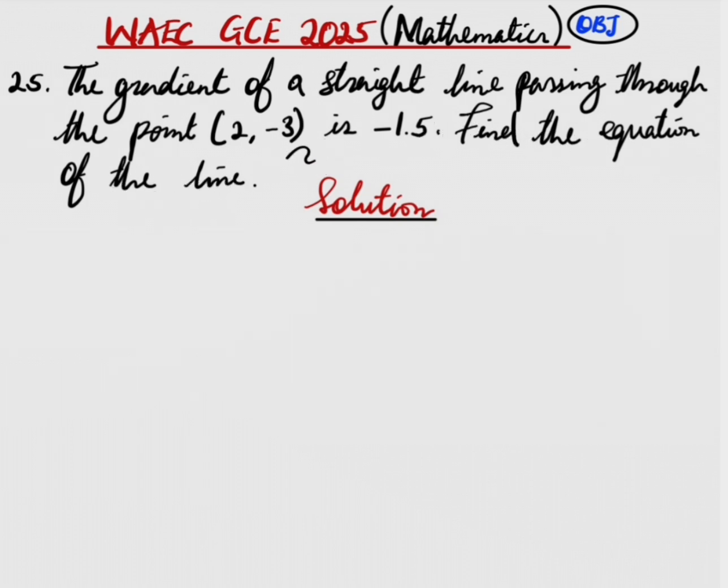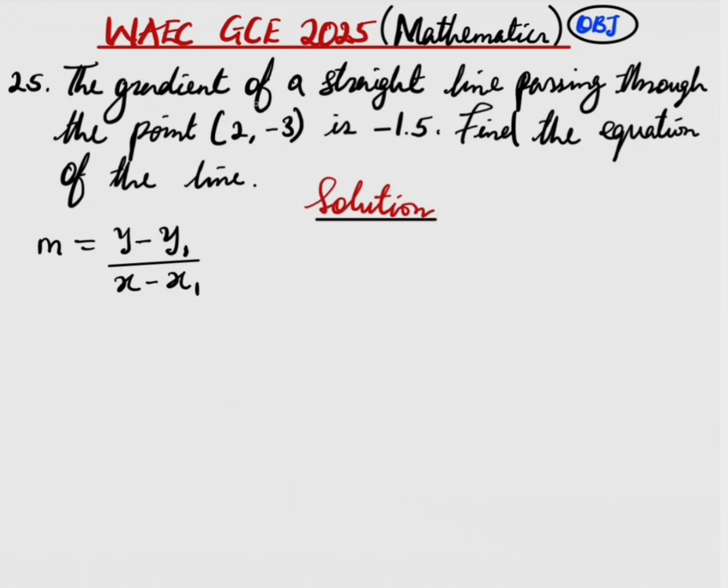Now, since we are given just one point that the line passes through, we employ this formula. We have different formulas for obtaining the equation of a line. So m, which is the gradient, equals (y minus y sub 1) all over (x minus x sub 1).